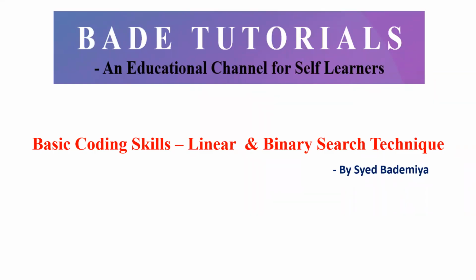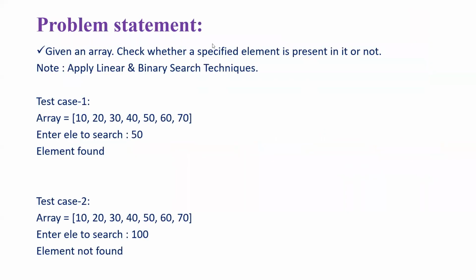Today we are going to see one of the coding skills problems, which is nothing but the linear and binary search techniques. Okay, observe the problem statement, guys, and then we will apply the linear and binary search techniques. You will be given an array and you need to check whether a specific element is present in it or not. You need to apply the linear and binary search techniques.